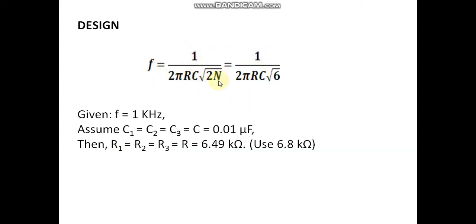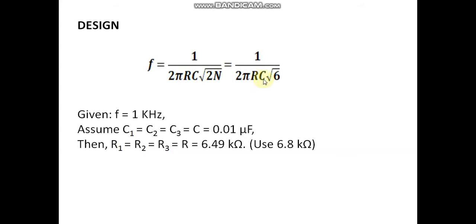And here we have three stages. Because we want 60 degrees of phase shift, we have three stages, each stage producing 60 degrees of phase shift. So n indicates the number of phases. So 2 into 3 gives you root 6. So the equation is 1 by 2 pi RC into root 6. This is the exact expression. Otherwise, generally we can make use of the generalized expression, F equals 1 by 2 pi RC. We'll use the exact expression because we are doing it practically and we want to verify that.